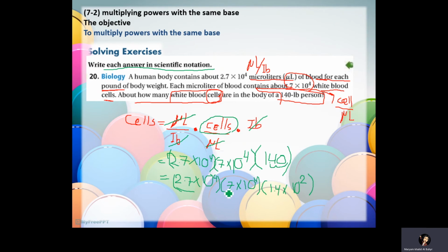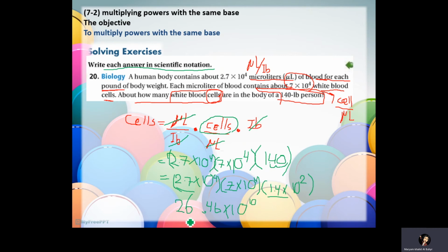Now I can just take these numbers, multiply them all together, then write the result. So 2.7 times 7 times 1.4 equals 26.46, times 10 to the power 4 plus 4, 8, plus 2, 10. 10 to the power 10.